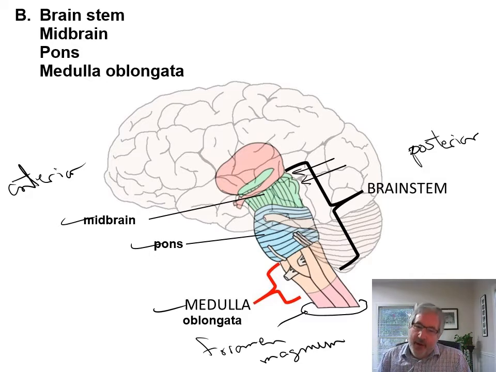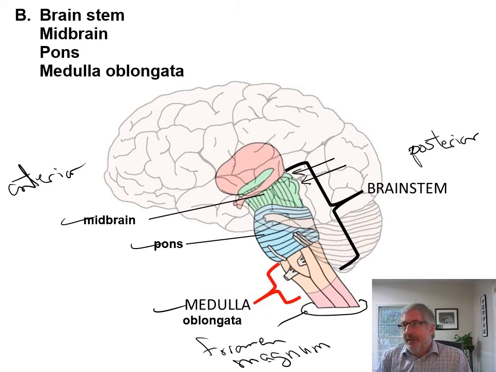That's supposed to be an N. Sorry about that. Let me erase that. I'm going to rewrite that. Okay, there we go. So that's foramen magnum.